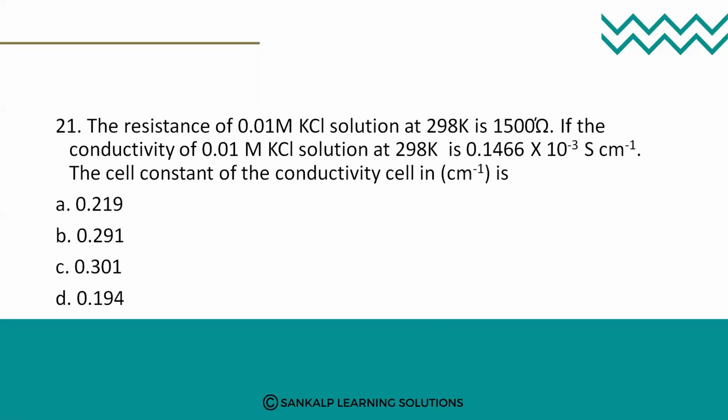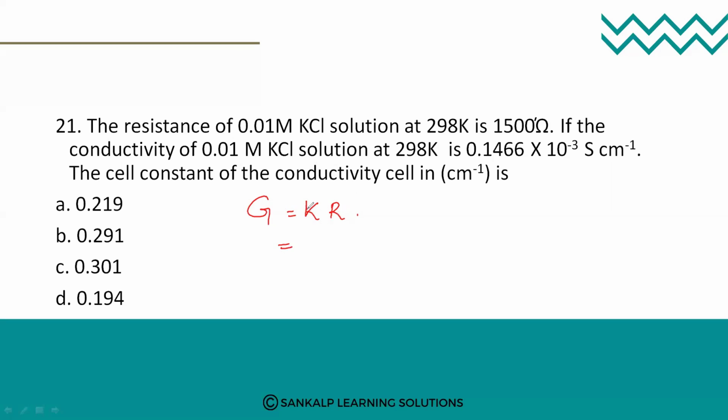This is based on resistance and conductivity. You have to calculate the cell constant for this. So what is the formula? I'll give you the formula. G is equal to conductivity into the resistivity. So you have to calculate the cell constant. Cell constant is equal to the conductivity into its resistance.